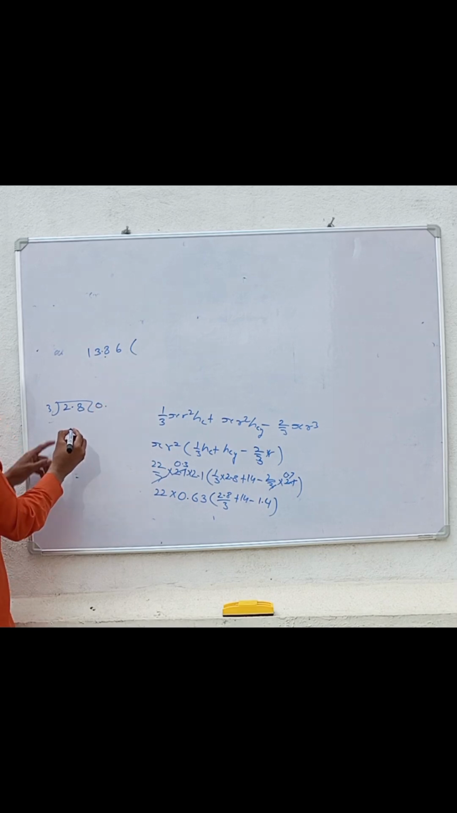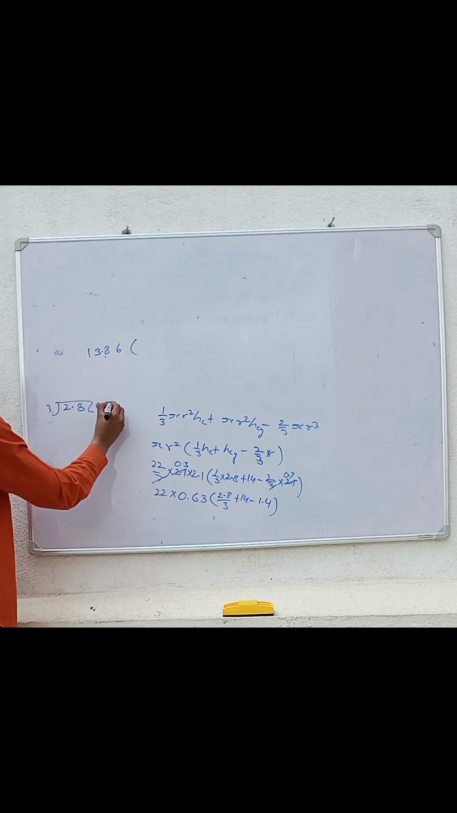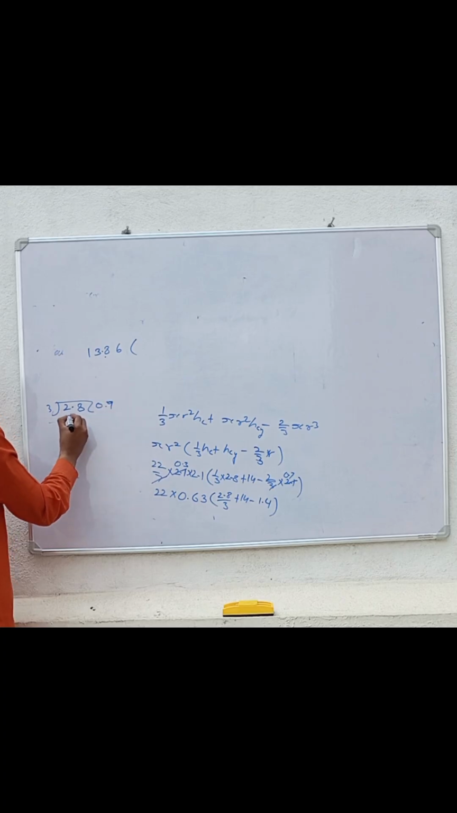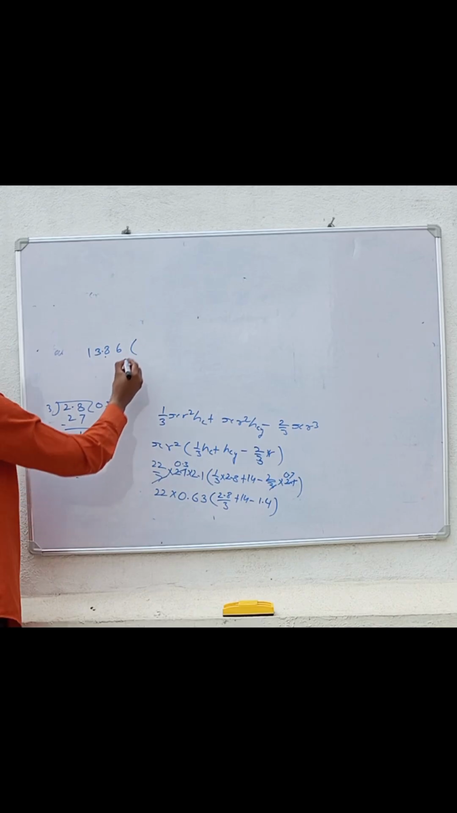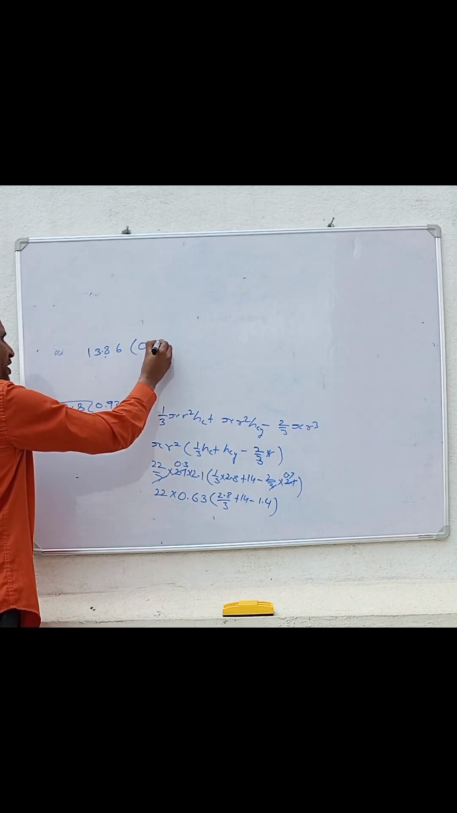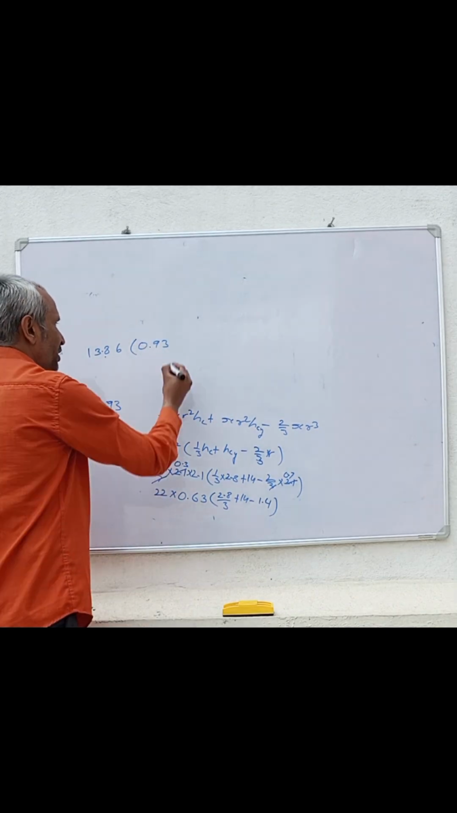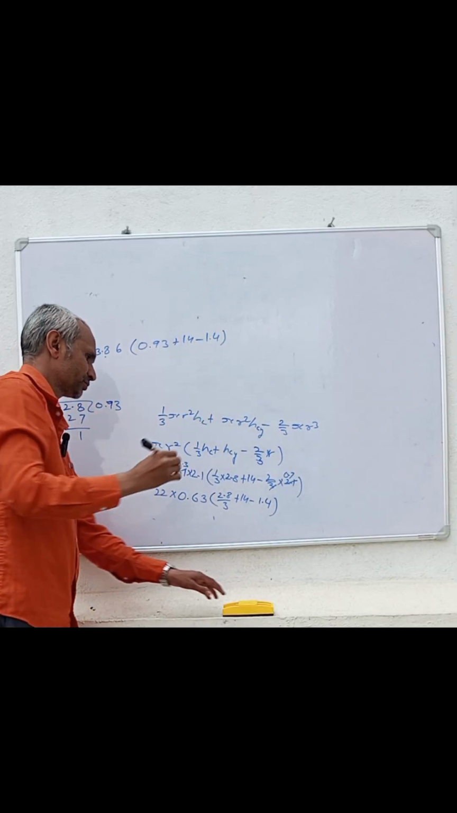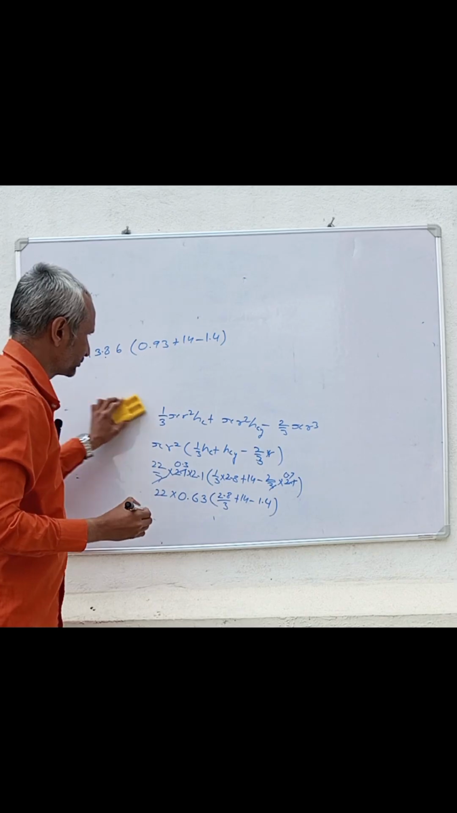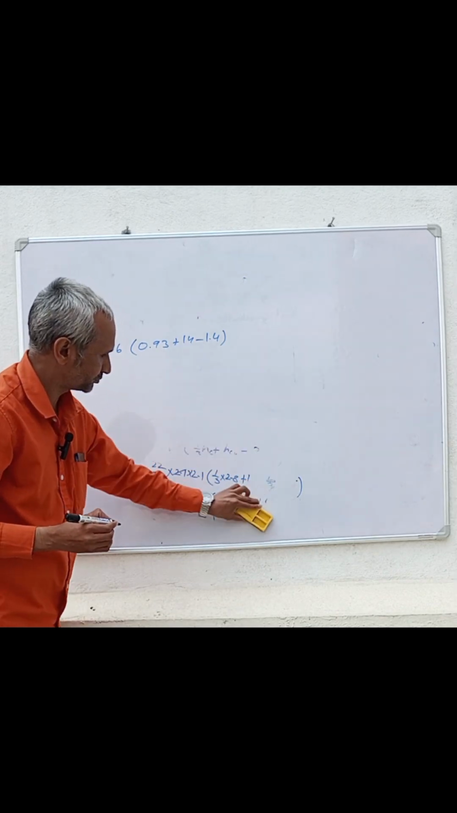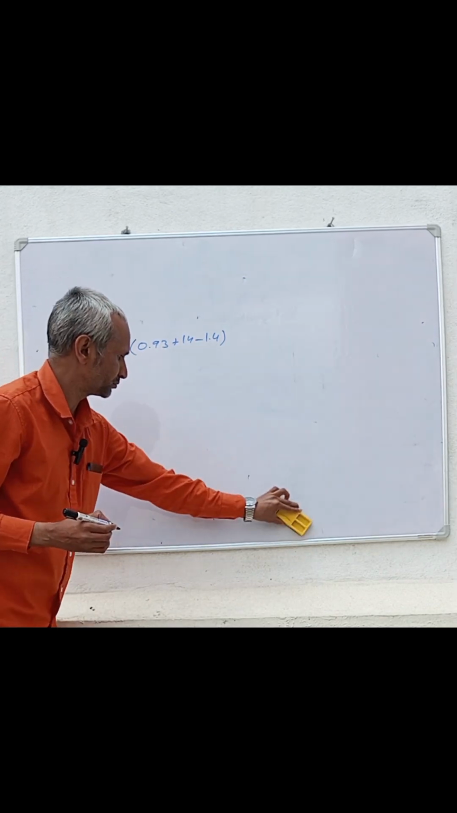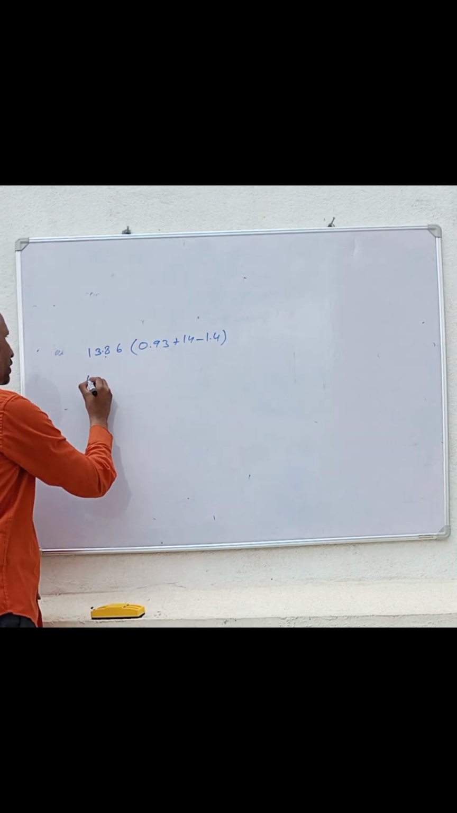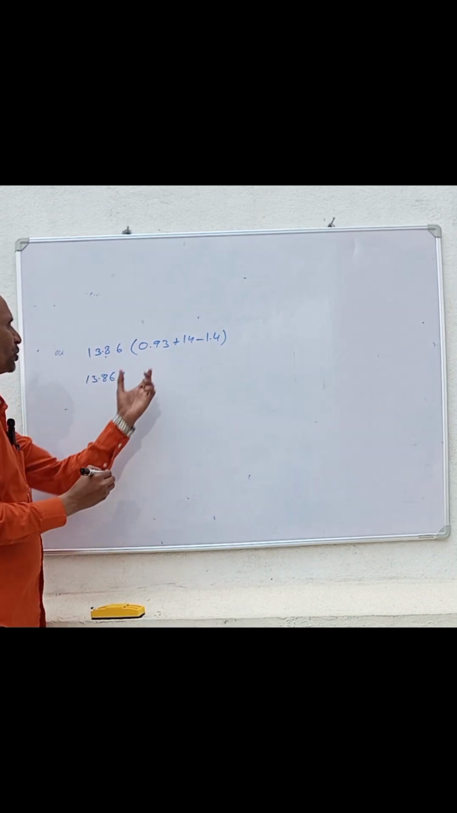0 point. Here point after that kept this, so that 28, 7 9s are 27, 1 remaining, 3 become. So this will become the 0.93 number will come plus 14 minus 1.4. Now solving it, 13.86 into this number.